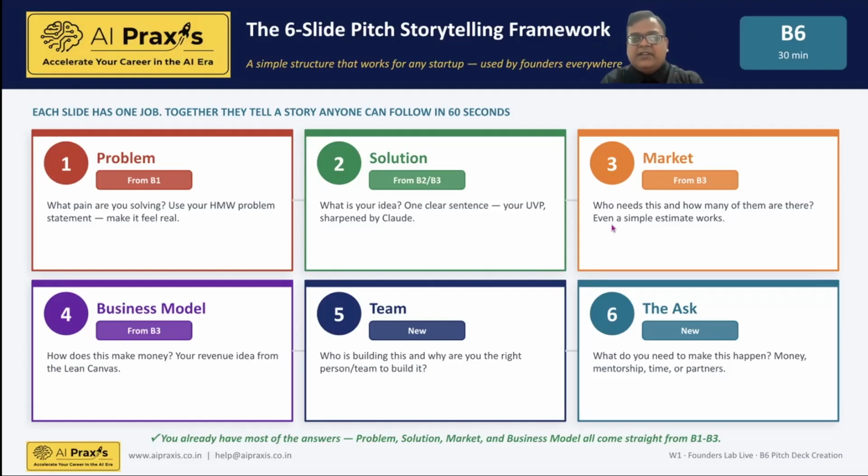And here's the beautiful part. You don't have to create everything from scratch. Okay, 4 of these 6 slides are already sitting inside the work that you've already done. And these are your problem, solution, market, and business model. These are largely coming from B1 to B3. So B6 is really about connecting your previous work into a story and adding the team and the ask to complete that story.